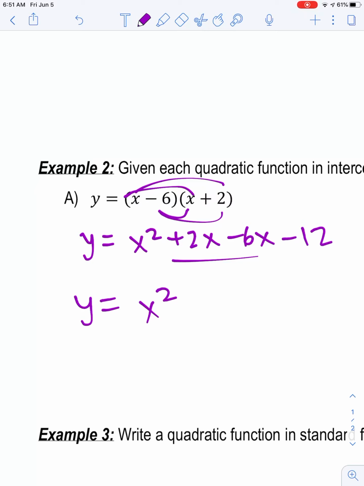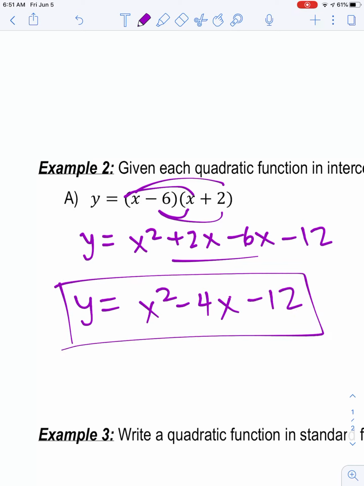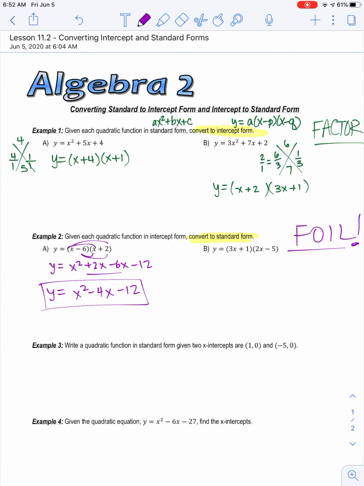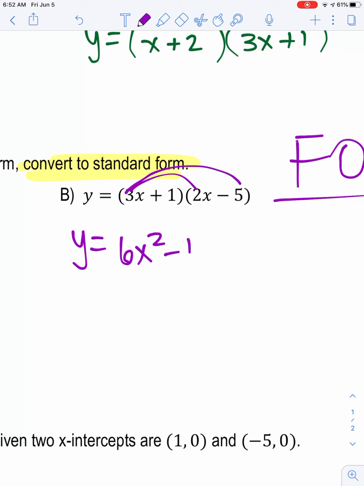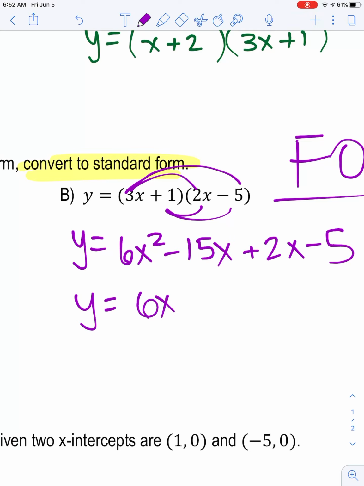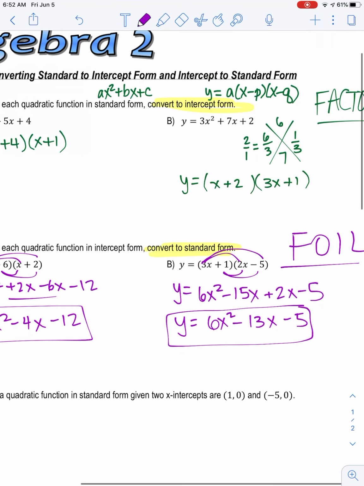Positive 2 and negative 6 is negative 4. So I have x squared minus 4x minus 12. And I'm done. Same thing on part B. I have y equals, if I do outer, I have a 6x squared. Sorry, it's not the outer, that's the first. Now the outer is minus 15x, inner plus 2x, and last is minus 5. So y equals 6x squared minus 13x minus 5. All I did in that last step was combine the like terms, the negative 15x and the positive 2x.